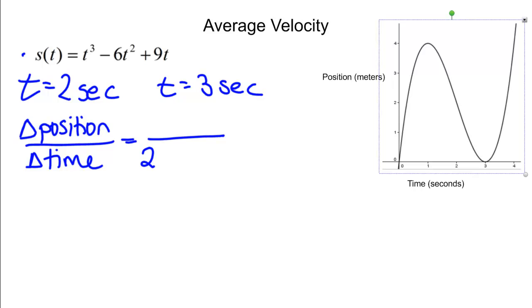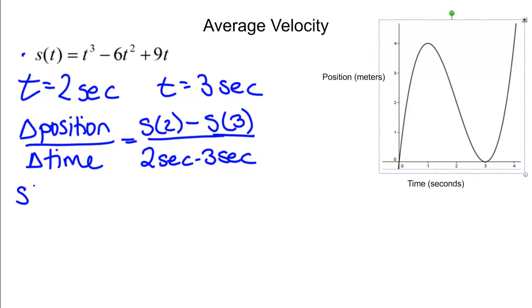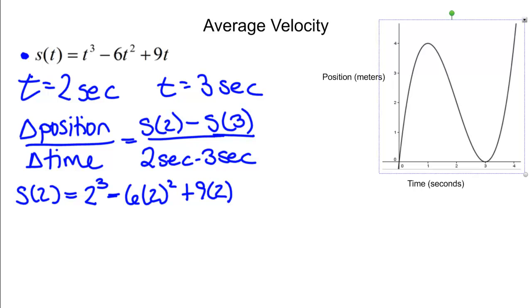So we know that our time is 2 seconds minus 3 seconds. But we need to know the position at time 2 and we need to know our position at time 3. So we need to find S of 2 and S of 3. To find S of 2, we come back up here, and everywhere we see a t, we put in 2. So we have 2 cubed minus 6 times 2 squared plus 9 times 2. And we'll get 2, and this is position, and remember our position is in meters.